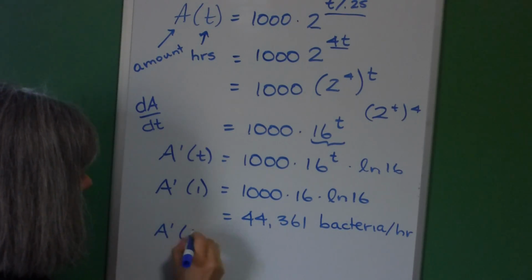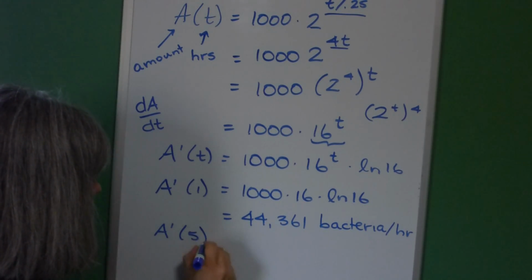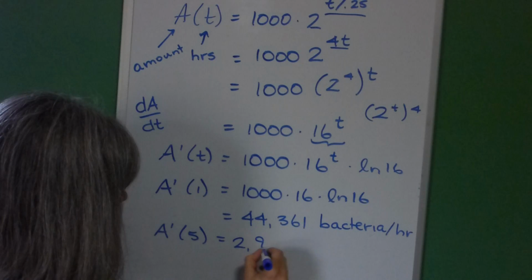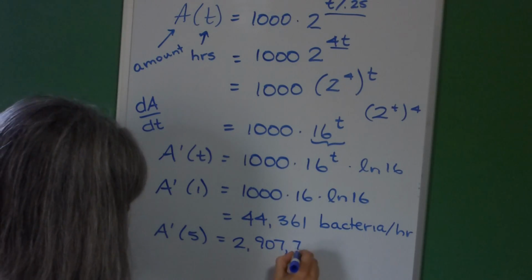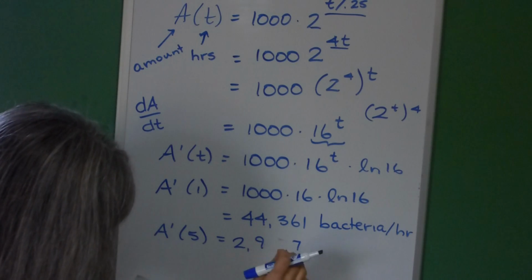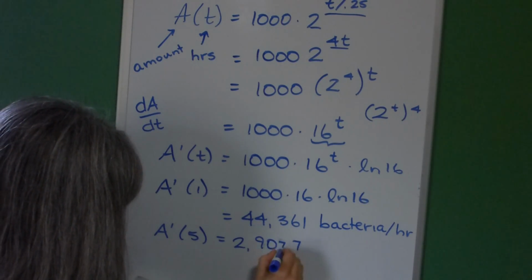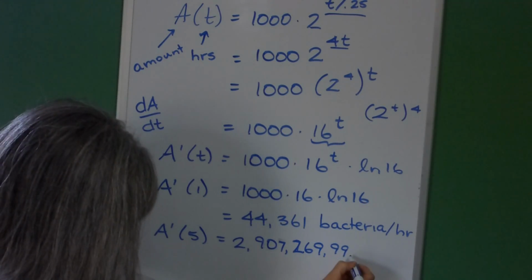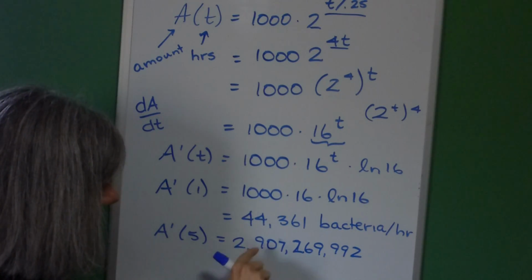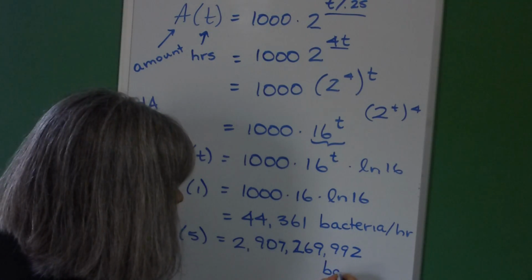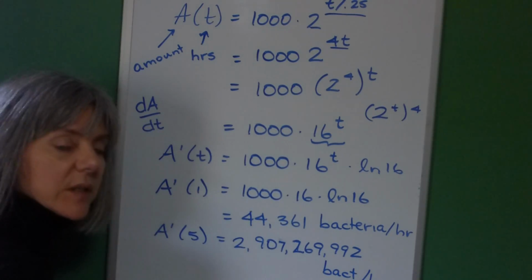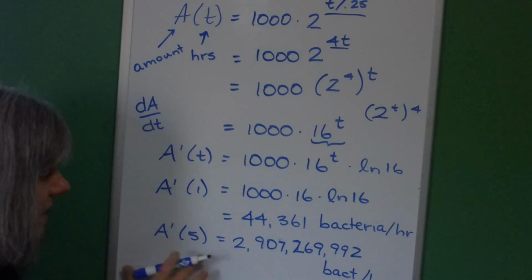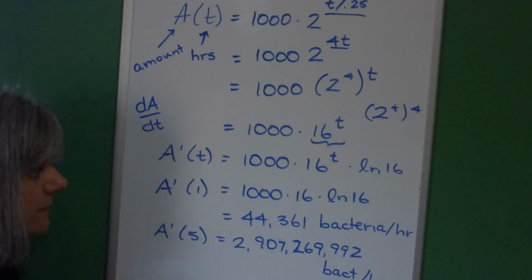All right, but let's look at what happens at 5 hours. You go ahead and plug in 5 for T, and it turns out you get 907,269,992 bacteria per hour. 2 billion bacteria per hour. So it is no wonder that when you have a cholera outbreak, it is a very bad and quickly moving problem because it multiplies so rapidly.